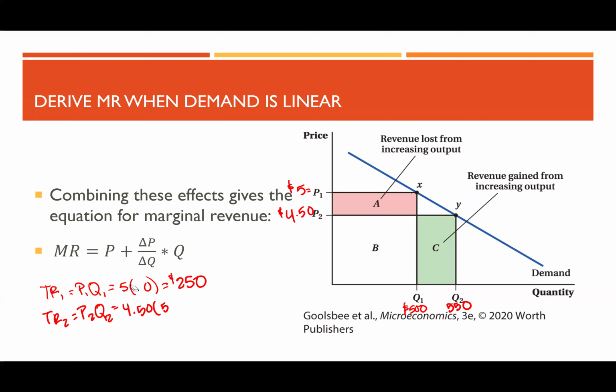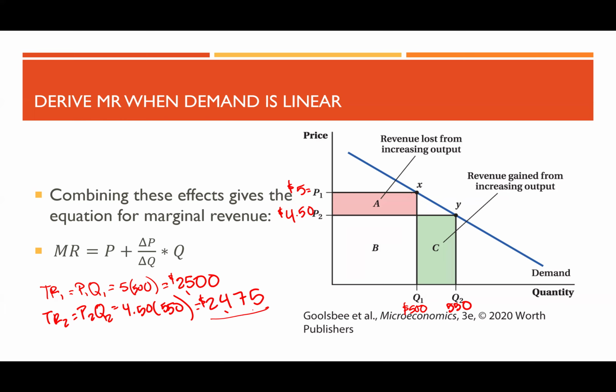Oh, I did this incorrectly. So our initial one should have been 2,500, excuse me. I dropped the 0. We'll have $4.50 times 550. That's going to give us $2,475. So when they price at $5 and sell 500 tickets, they get $2,500 in revenue. And when they price at $4.50 and sell 50 more tickets, their total revenue actually falls.